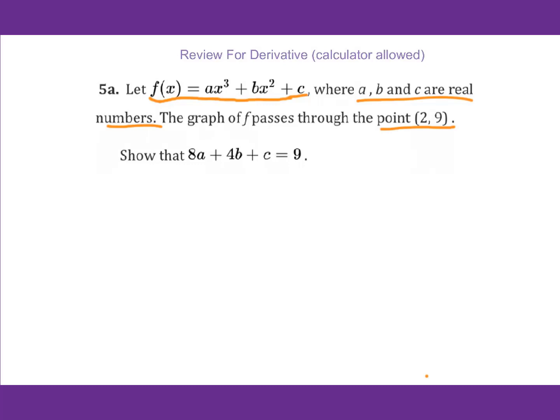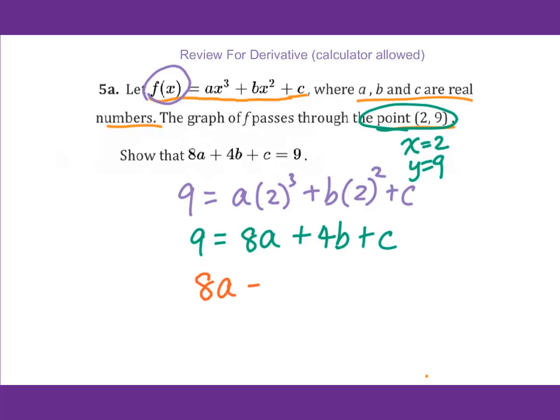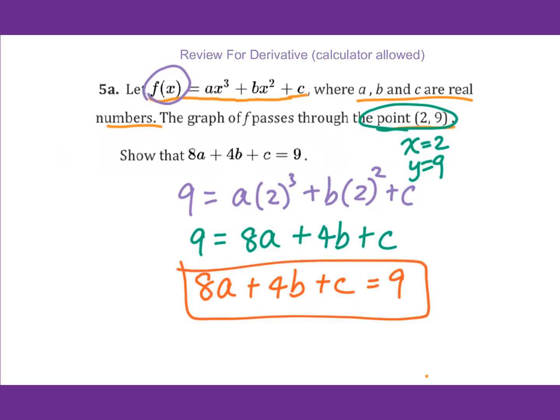Whenever you see the graph passing through a point, basically you just need to plug x equals 2, y equals 9 into the function. So we get f of x means y, 9 equals a times 2 to the third power plus b times 2 squared, then plus c. So we get 9 equals 8a plus 4b plus c. In other words, we got 8a plus 4b plus c equals 9. Whenever you see show that, it means you work this out.